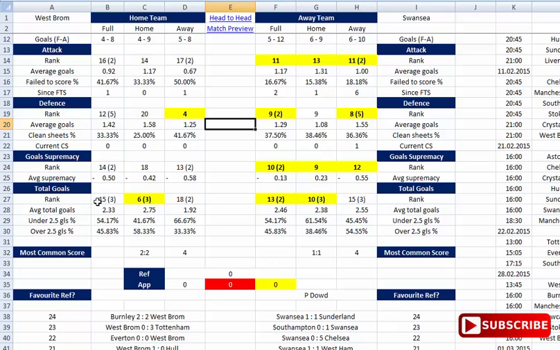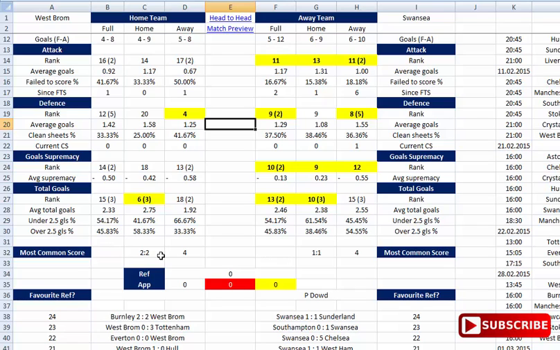The total number of goals in a game, this is how many they've scored and how many they've conceded. So this is quite useful when you're working out the over 2.5 goals or the under 2.5 goals, okay? And we've also got the total number of goals, the average total, again, full, home and away. And we've got the total number of games that have finished under 2.5 goals and the total number of games that have finished over 2.5 goals.